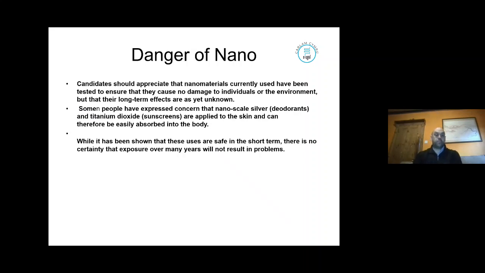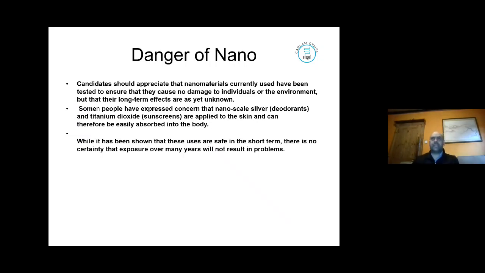Very important though, you know the dangers, and you've got to be very careful how you answer this in the exam. For example, some of my pupils have done a mock recently, and in the mock they said nanoparticles are dangerous because they could affect how the body works. Okay, I think you need to talk about the long-term effects. If we knew that these nanoparticles were dangerous, there's no way we'd be allowing them to be put into deodorants.